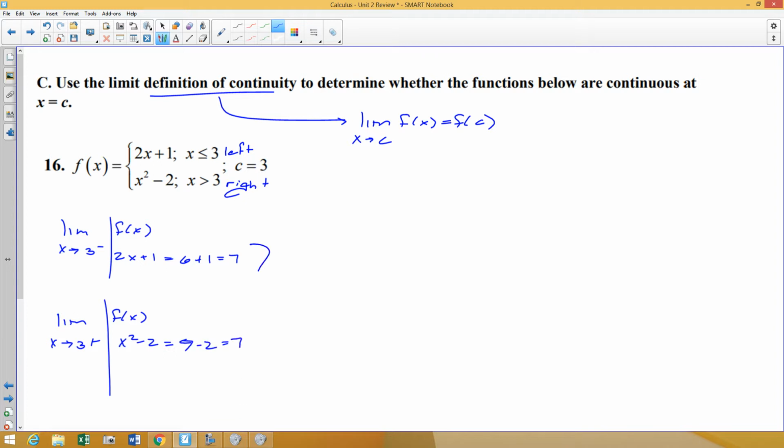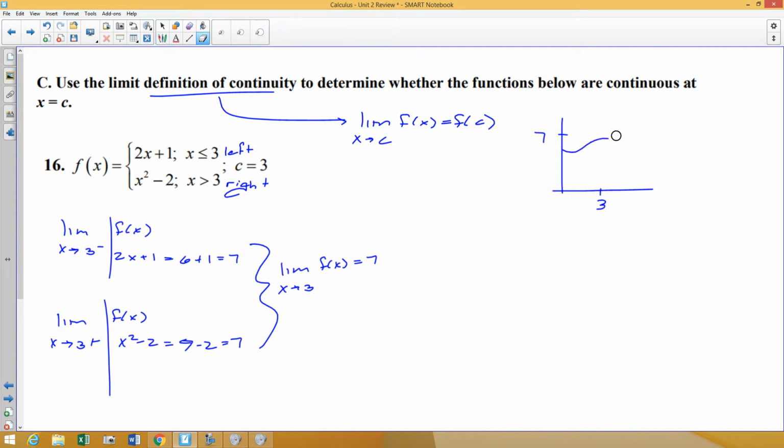So now I know that the limit as x approaches 3 of f of x does equal 7. That does not guarantee continuity. Right now, all we know is that as I approach 3, my left and my right are going towards 7. So my left's going here, my right's going there, but we could still have a removable discontinuity and the limit exists. Showing the limit exists is not enough.